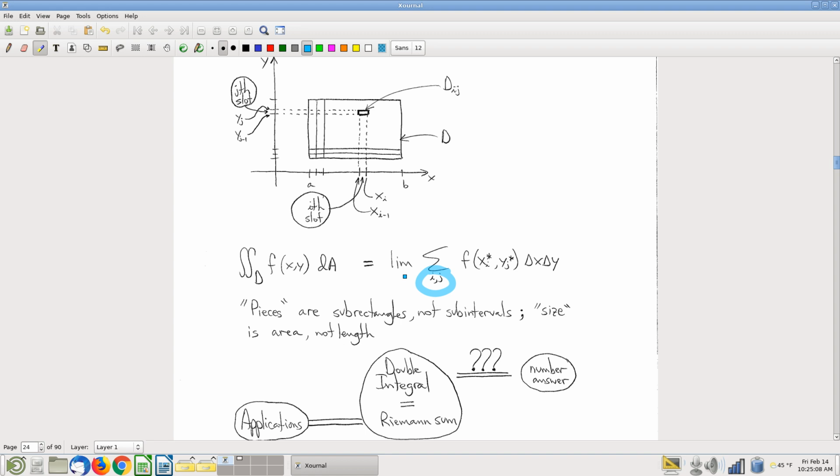What's the limit from? Oh, yeah. So this will be the limit as n goes to infinity. And each of these i and j goes from 1 to n. Right. Okay. So there's your Riemann sum.